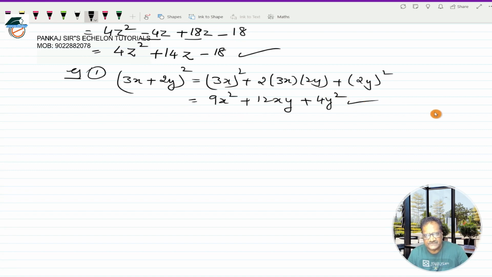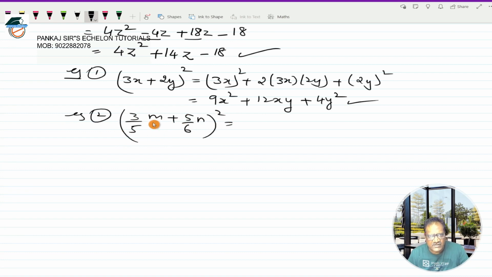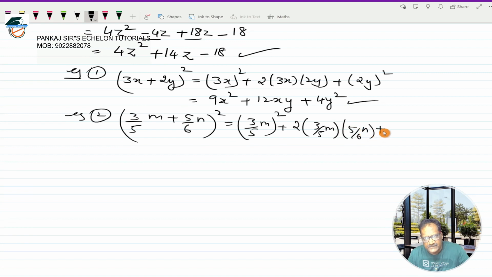Okay, so this is the answer. Then example number 2: 3 upon 5m plus 5 upon 6n, the whole square. Now this is also of the form (a plus b) whole square, so it will be a square plus 2ab plus b square. So 3 upon 5m will be a, so a square plus 2 into a, which is 3 upon 5m, times b, which is 5 upon 6n, plus b square, that is 5 upon 6n the whole square.